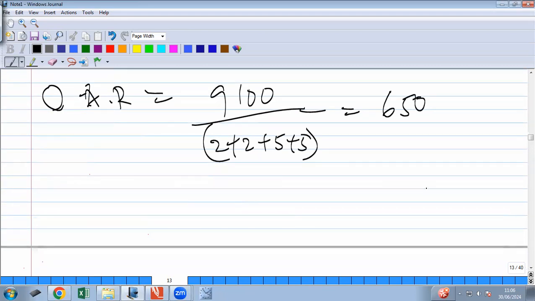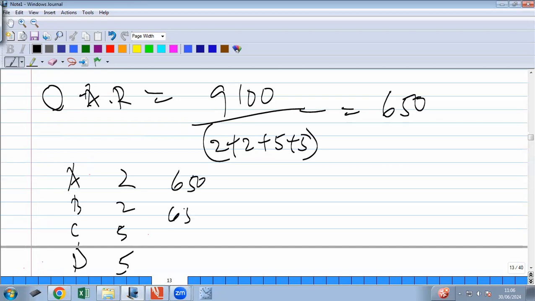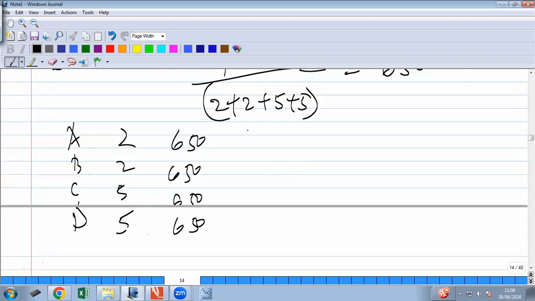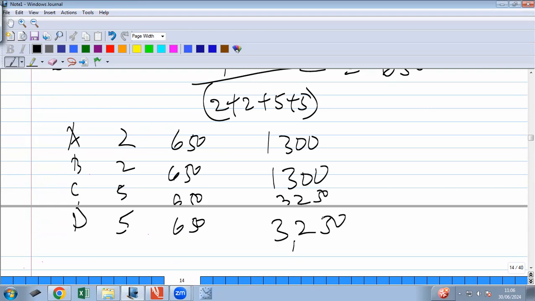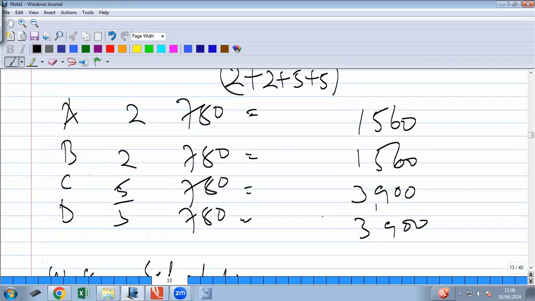Okay, if this is 650, let us allocate to product A, B, C, D. This is 2, 2, 5, 5. This is 650, 650, 650, 650. And this is going to give us the total of 1,300. Then next, 3,250, 3,250. Okay, we transfer this to our ABC schedule.